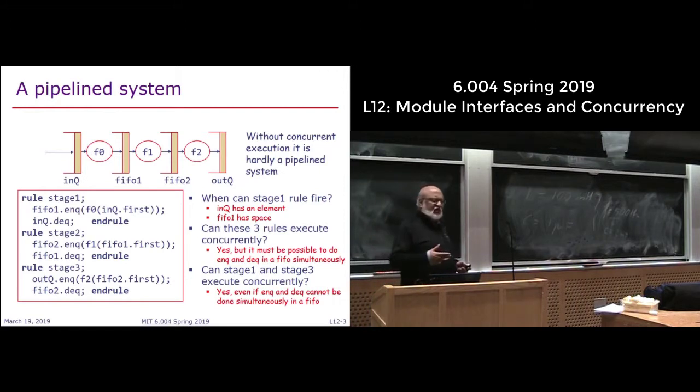So it may look like a performance thing, but this performance issue is so tightly coupled with functionality also, that if we can't do it in a pipeline manner, we should not call it a pipeline system. So for pipeline systems, it's essential that these rules be able to fire concurrently.